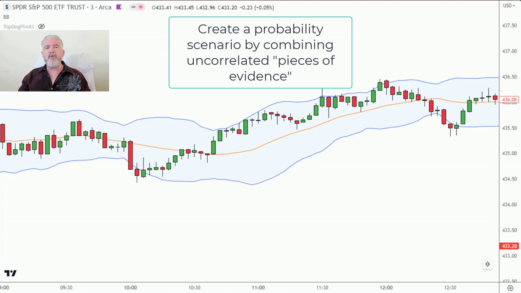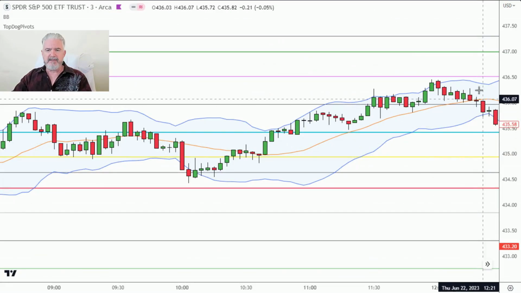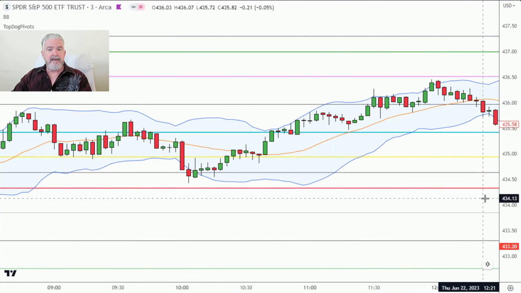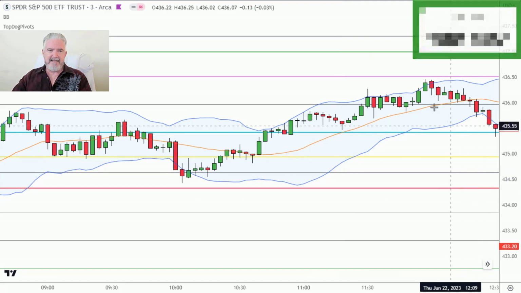So what's an uncorrelated piece of evidence here? That would be support. So let's bring up some support levels and let's see what we would have seen if we had added this piece of evidence. When we looked at this originally, we saw, oh wow, we're shorting right into the mid-pivot level. And again, that is a horrible thing to do. As we go forward one bar, boom, we run right into it.